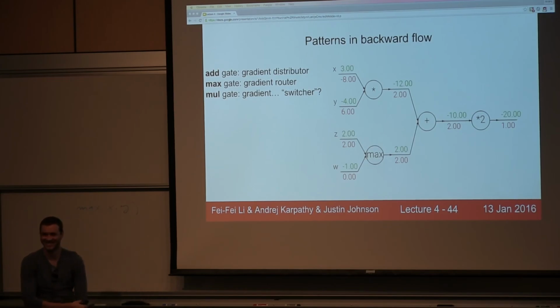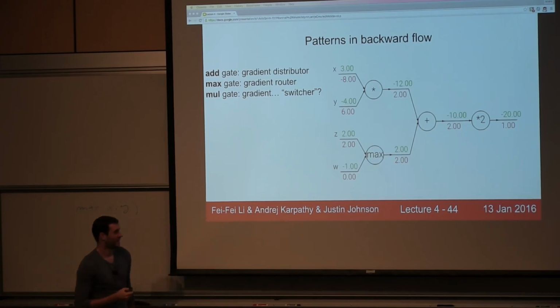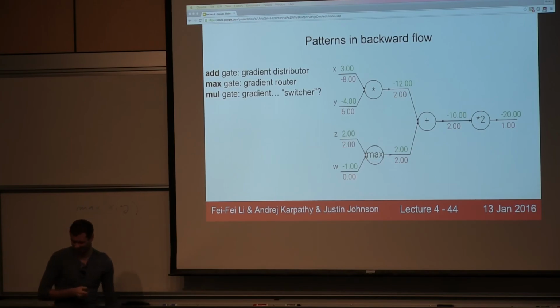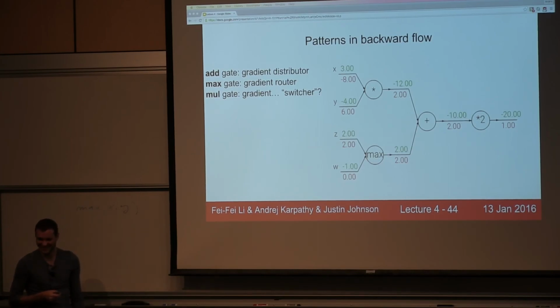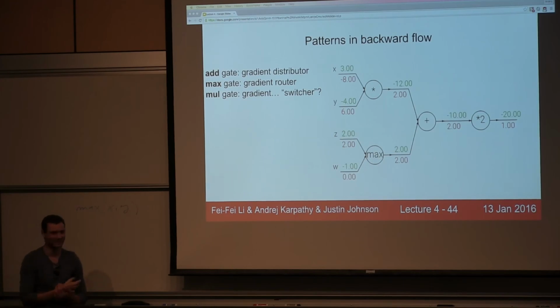Go ahead. What happens if for one of your max gates, its two inputs are equal? What happens to the backpropagation? So your question is what happens if the two inputs are equal when you go through a max gate? Probably just pick one of them arbitrarily, whichever one you encounter. I don't think it's correct to distribute it to all of them. I think you'd have to pick one. But that basically never happens in actual practice.